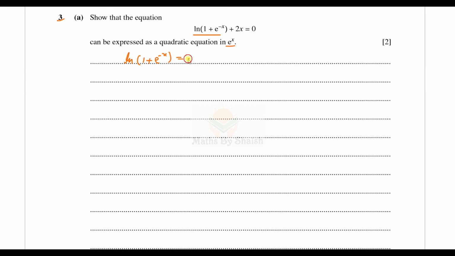Now we'll use the property, that is the definition of log, because ln is log base e. So log base e y is equal to x means y is equal to e raised to the power x. That is the definition of log. So we'll use this and we'll get 1 plus e raised to the power minus x is equal to e raised to the power minus 2x.